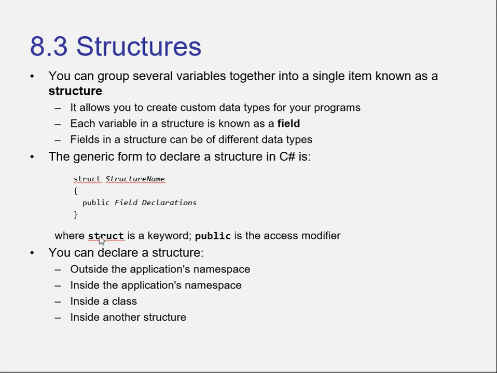Now, where do you place this structure? Where do you declare the structure? It can be placed in multiple locations: inside the application's namespace itself, or outside, inside a class, or inside another structure itself. It really depends on the scope of where you want to be able to access that. So look at where you're going to need this structure and then define it in the most efficient place possible. We'll look at a couple examples of this here in a moment.